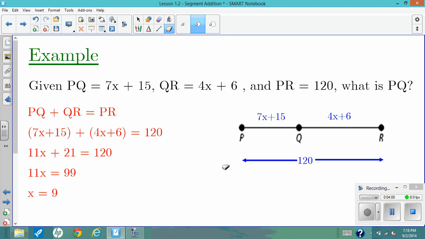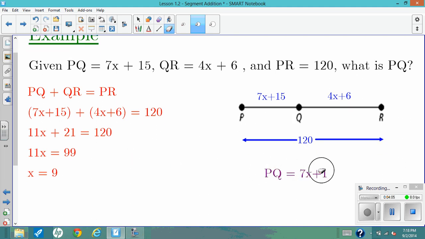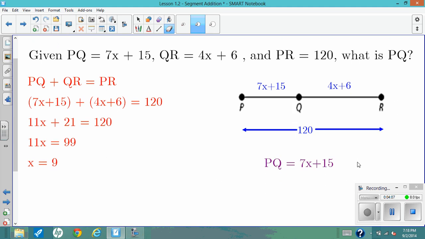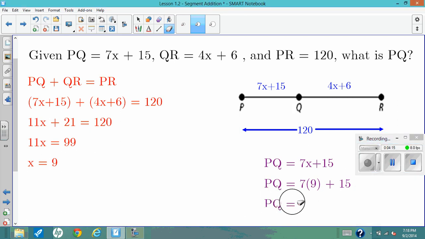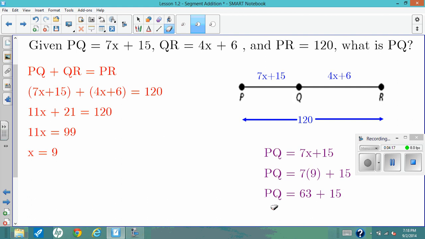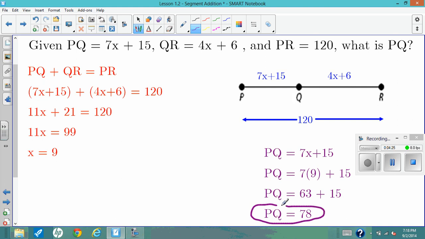We need to figure out how long PQ is by plugging X in. So if PQ is 7x plus 15, we can plug in 9 for X, and we can find that PQ is equal to 78. And again, I will circle my answer. Okay, on the quiz, if you asked this question and you found just X, you would get partial credit, but you wouldn't be completely right because we are looking for the length of PQ.